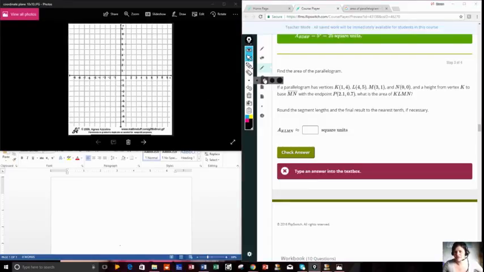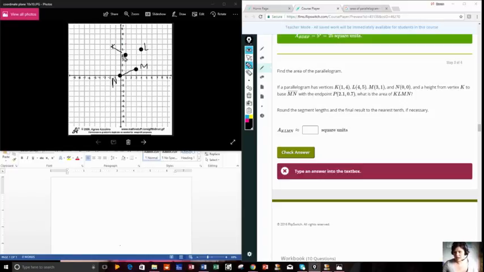Okay, now we are going to find the area of our parallelogram. If the parallelogram has the vertices at K (1, 4), L at (4, 5), M at (3, 1), N at (0, 0), and the height from the vertex K to the base MN. Okay, let me label my points: that's K, L, M, N.